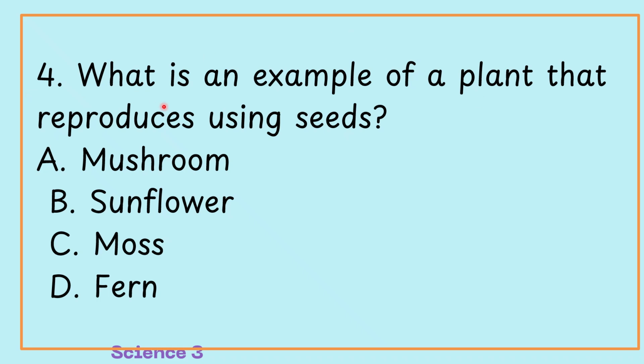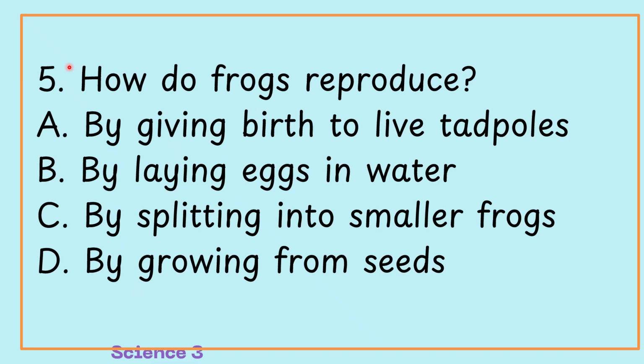4. What is an example of a plant that reproduces using seeds? A. Mushroom. B. Sunflower. C. Moss. D. Fern. 5. How do frogs reproduce? A. By giving birth to live tadpoles. B. By laying eggs in water. C. By splitting into smaller frogs. D. By growing from seeds.